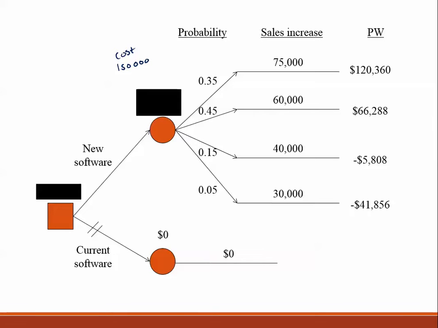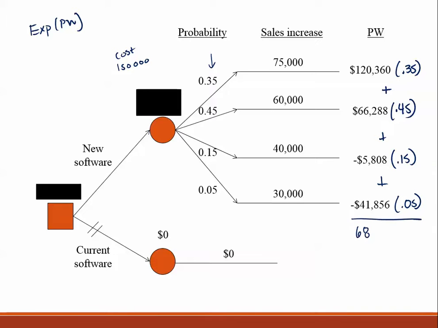So now I'm going to compute the expected present worth with these probabilities: 120,306 times 0.35 plus 66,288 times 0.45 plus negative 5,808 times 0.15 plus negative 41,000 times 0.05, and this is going to give me 68,992. So that's the number that I have right there. Now, what does this mean? At this point, I'm going to compare this number with 0. And clearly, this number is better, so that's why I prune my branch. And then I bring this back to my decision, which will be a decision of having that kind of benefit based on my system, because this was positive. Does that make sense?